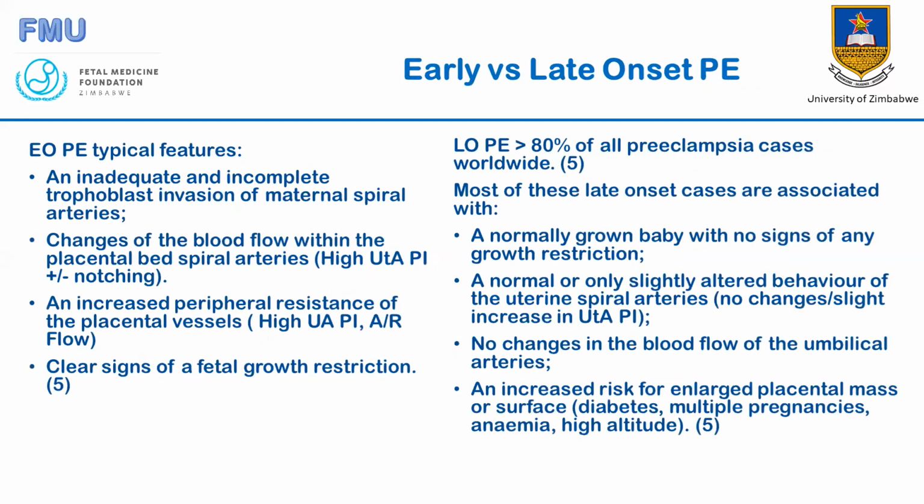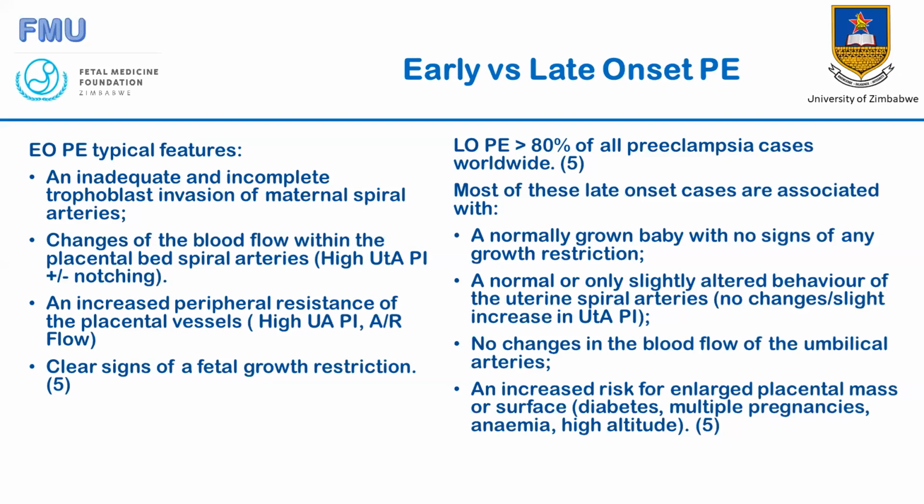As you are aware, preeclampsia is divided into early onset and late onset, with the discriminator being 34 weeks. If it occurs before 34 weeks, it is referred to as early onset. If it occurs after 34 weeks, it is referred to as late onset. So early onset preeclampsia has some typical features, which I'll also touch on in the next slides in greater detail. There will be inadequate and incomplete trophoblast invasion of the maternal spiral arteries.